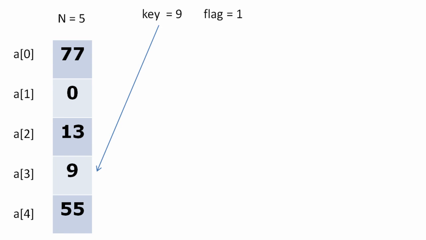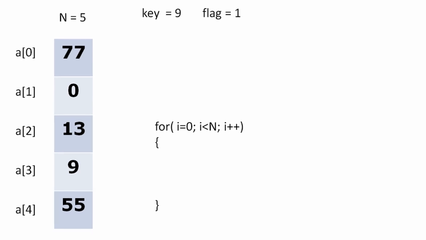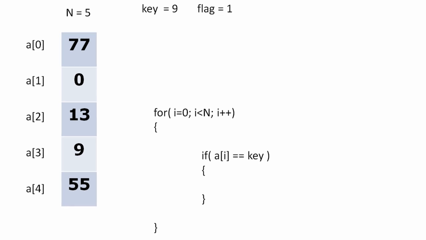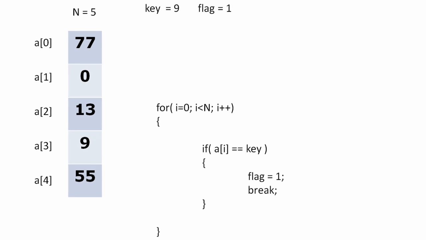Now how to do this programmatically? So the loop should start from 0 to 5 in this case, but for n values the loop should start from 0 and continue till n. If a of i is equal to key, then we should assign 1 to flag and break out of this loop.